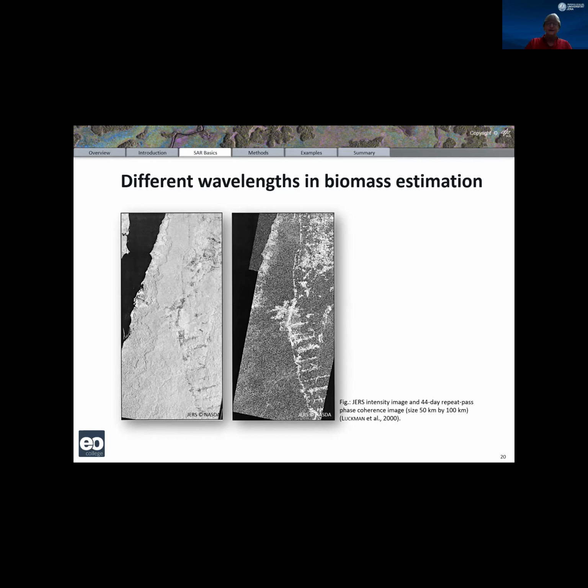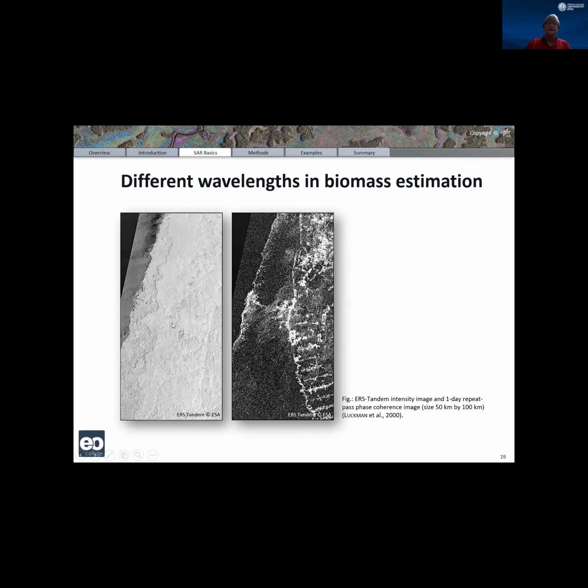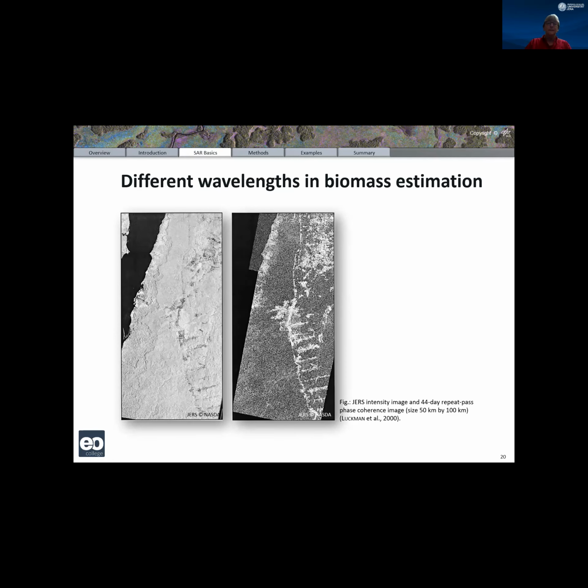Oh yeah, and this is a nice example. JERS, that is the L-band image that I showed you, a satellite from the mid-90s. Again, it's the same area. Let's just look here on the left side: C-band, L-band, C-band, L-band. And in the L-band, as in the Siberian example, with the L-band backscatter you already see differences, deforestation.